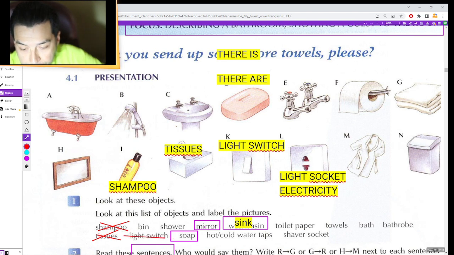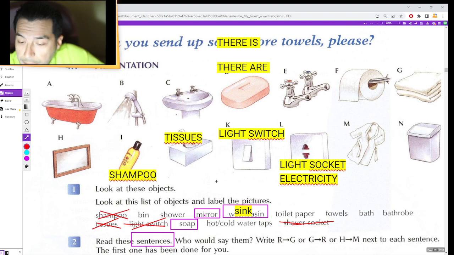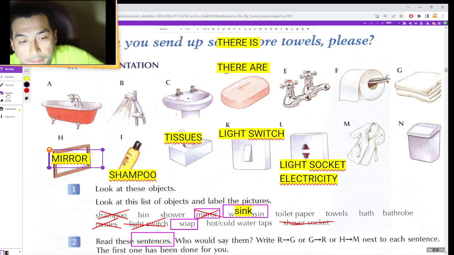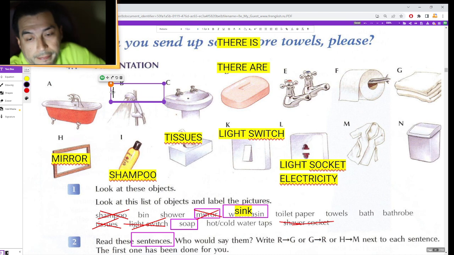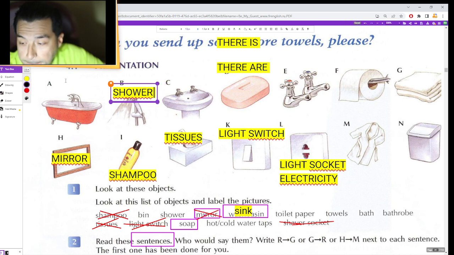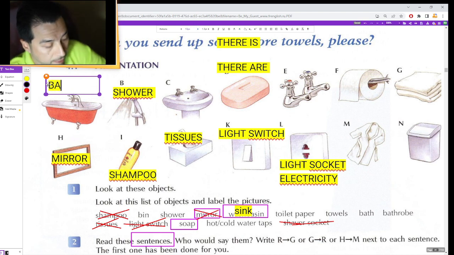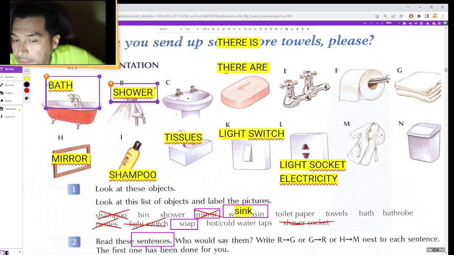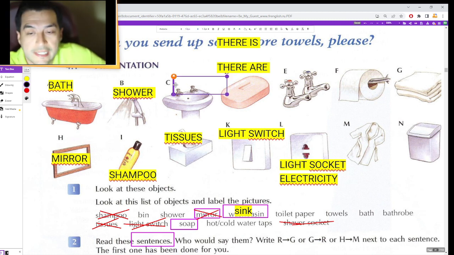Okay, I got light switch. I got the shaver socket, light socket. Tissues, shampoo. Oh, right here, mirror. Letter H, mirror. Letter B, shower. Letter A, bath. Jacuzzi bath. Bath. Letter C is the sink.